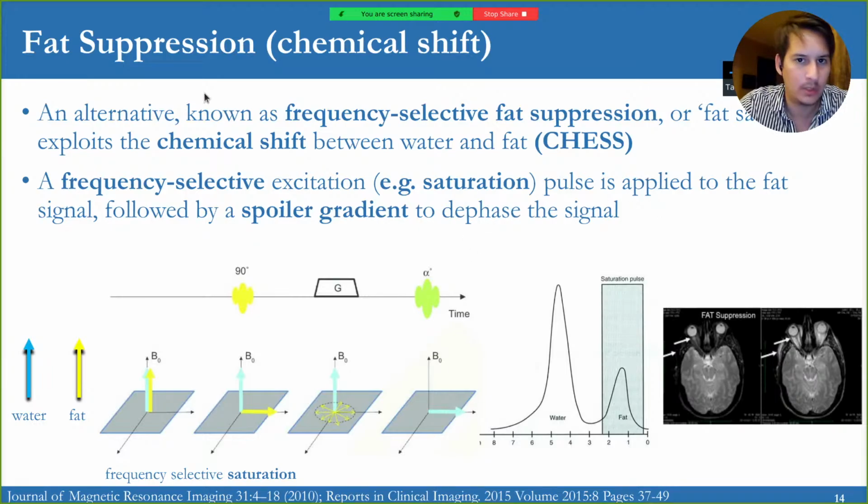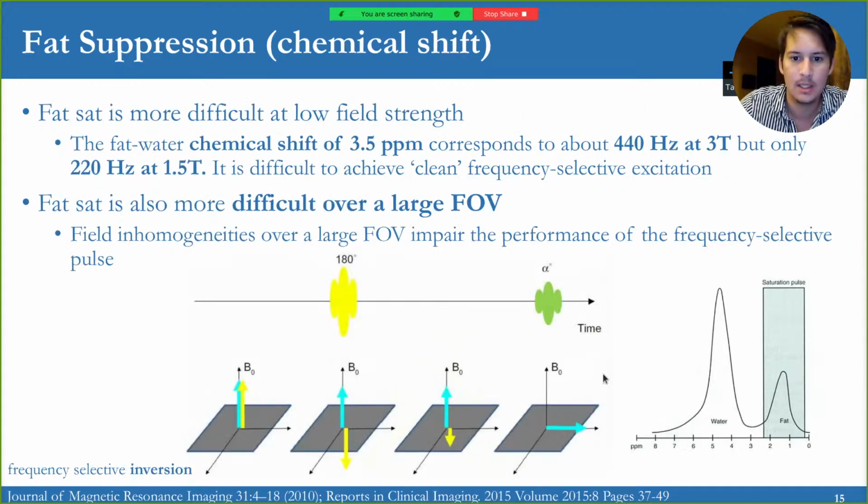And another way to do the fat suppression is with a frequency selective RF pulse. I'm not sure if you have this in your homework. I think it's not in your homework, so I will just skip it. But you can apply a different technique and also do fat suppression.